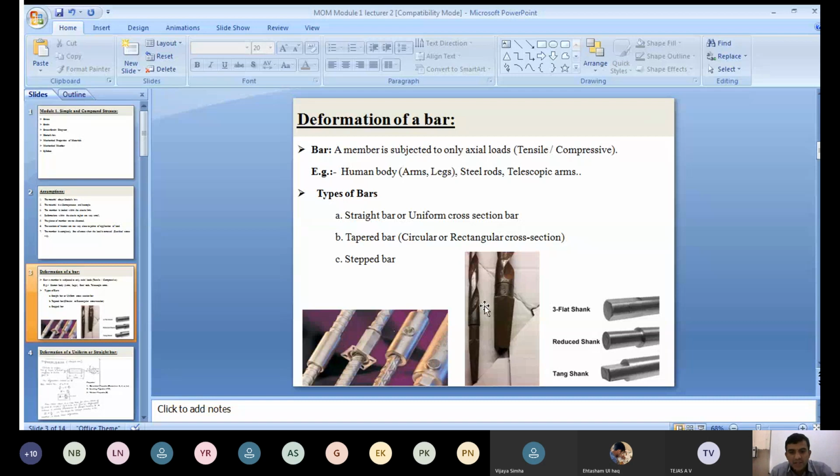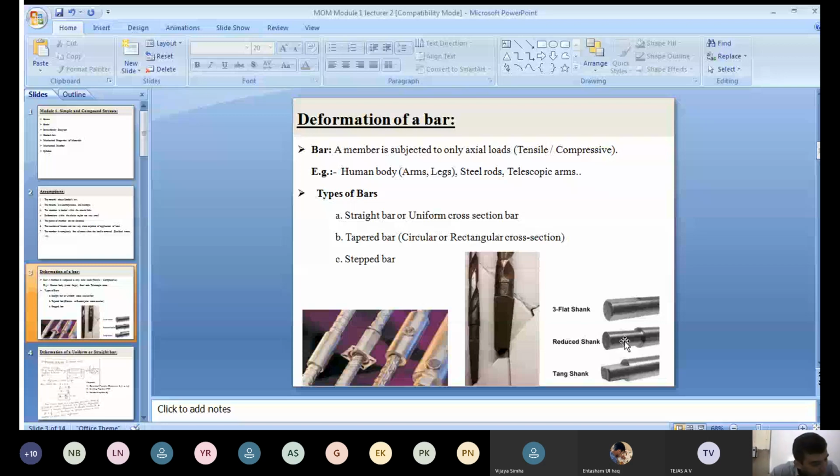Now you can see here, these are drill bits. In the drill bit, the shank portion, throughout the length the cross-section area is not the same. It is uniformly varying. That is called a tapered bar. And one more you can see, the third figure, second sketch. You can see two different cross-sectional areas over the length of the bar. That is called a stepped bar. These are the different types of bars.